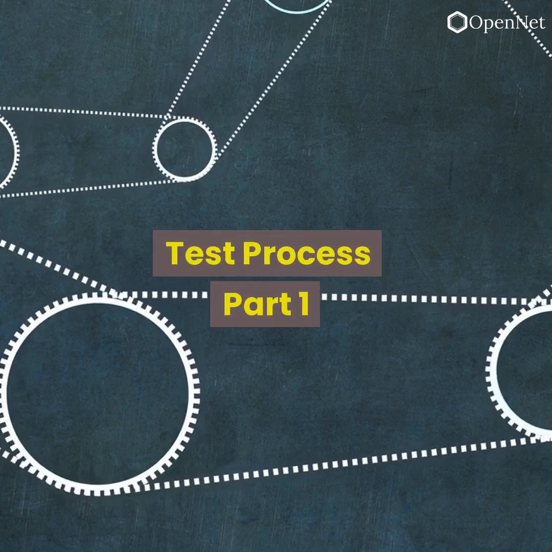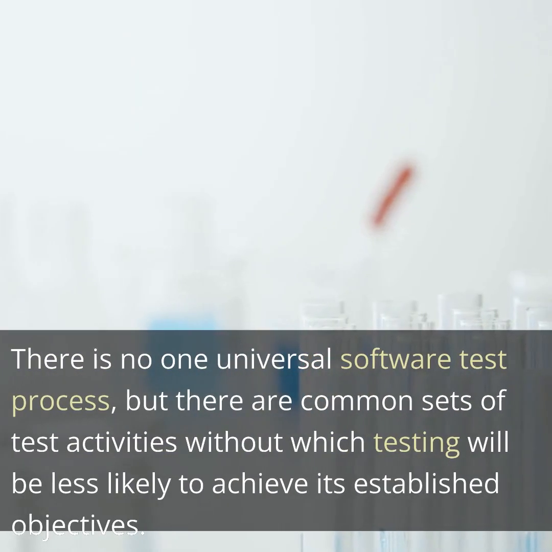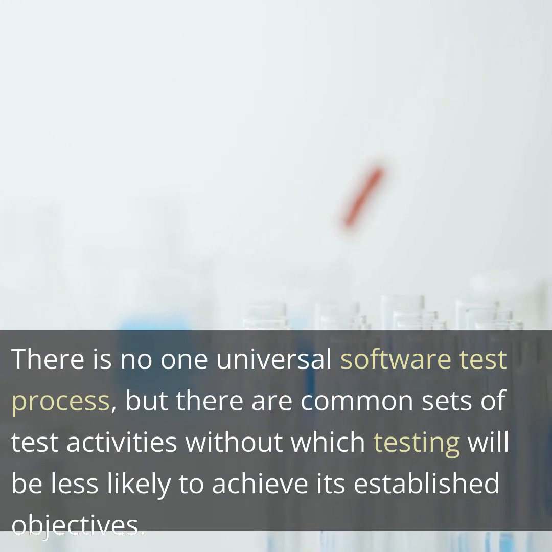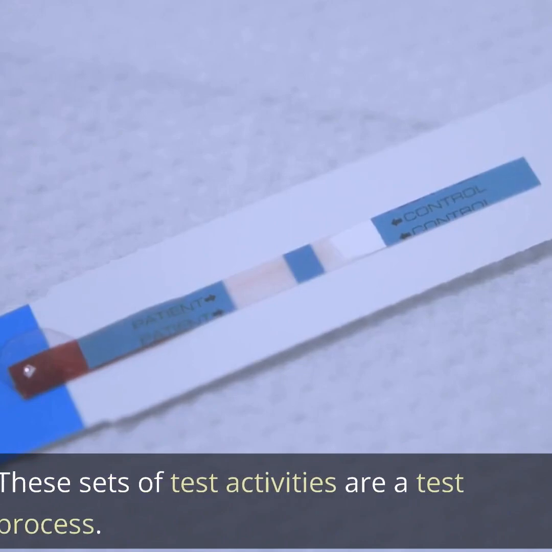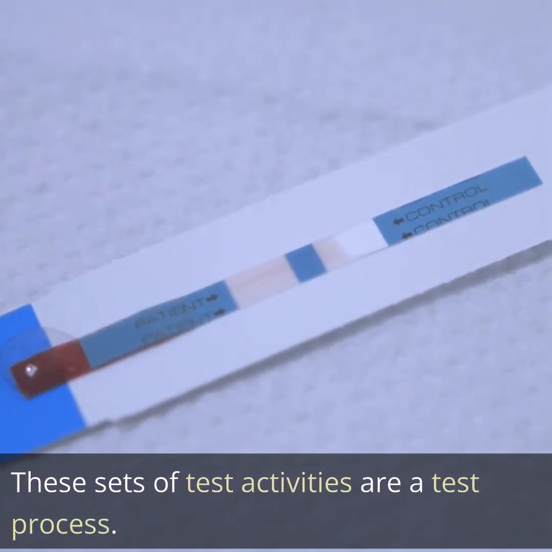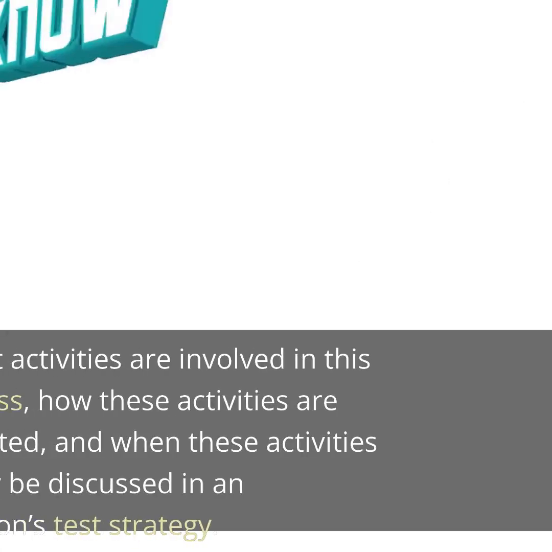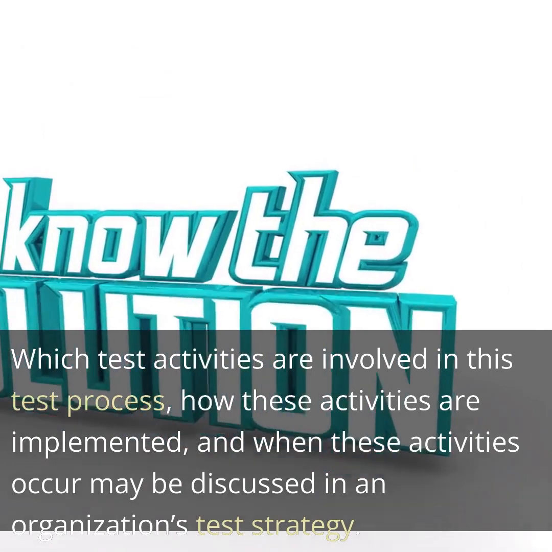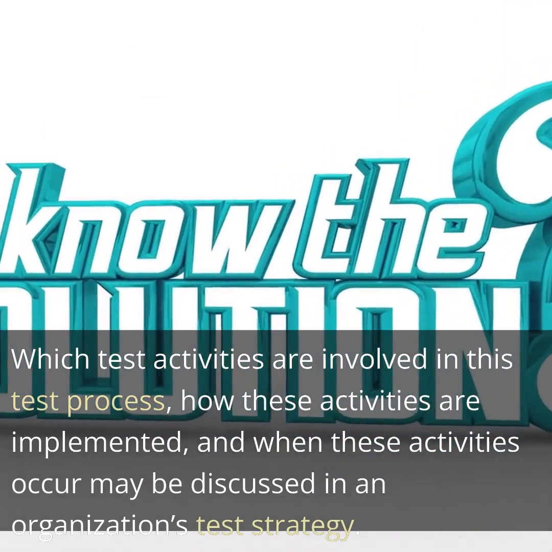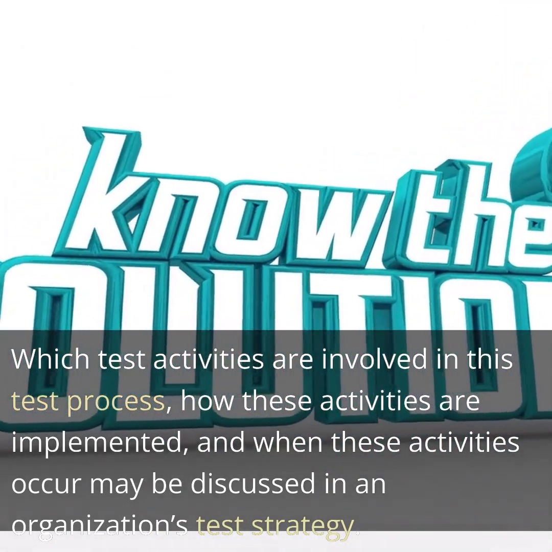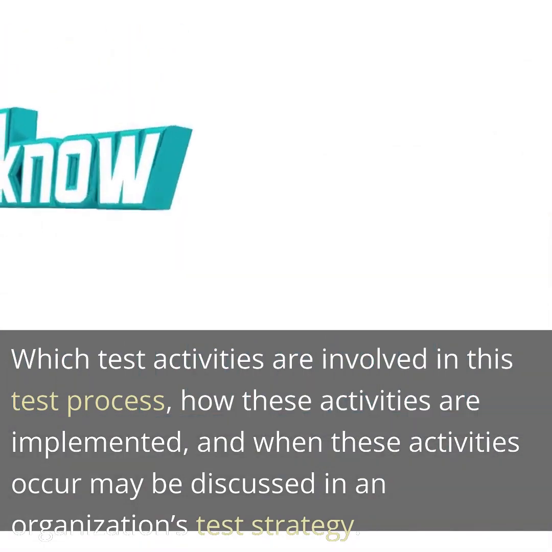Test Process Part 1. There is no one universal software test process, but there are common sets of test activities without which testing will be less likely to achieve its established objectives. These sets of test activities are a test process. The proper, specific software test process in any given situation depends on many factors. Which test activities are involved in this test process, how these activities are implemented, and when these activities occur may be discussed in an organization's test strategy.